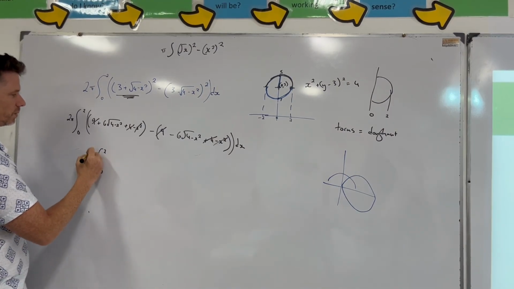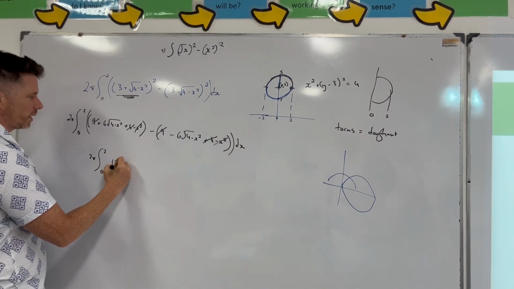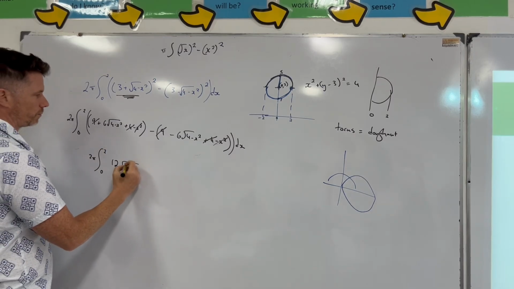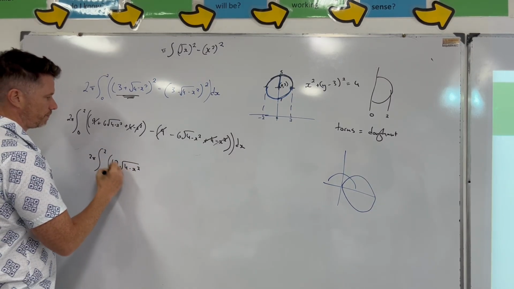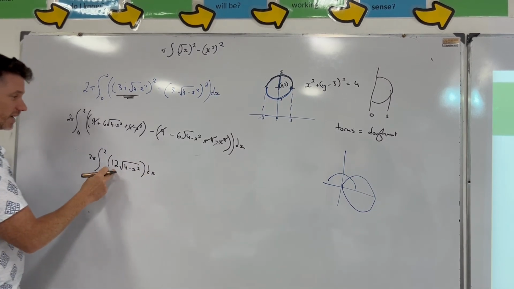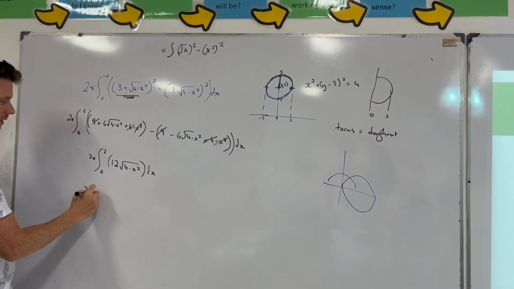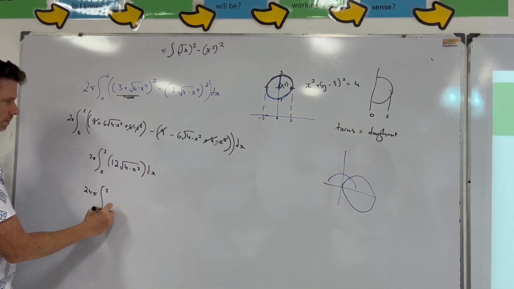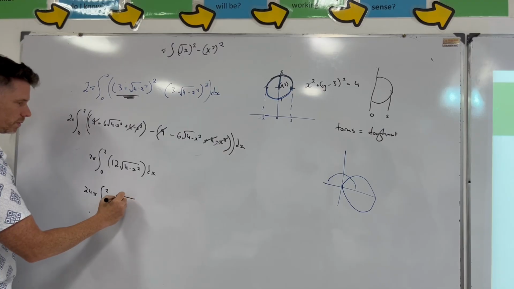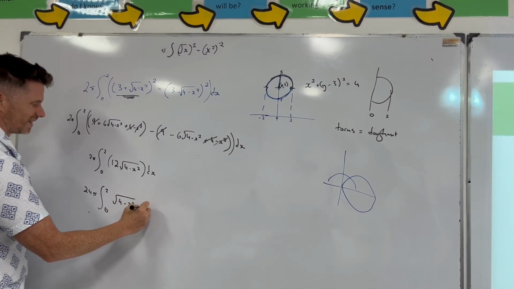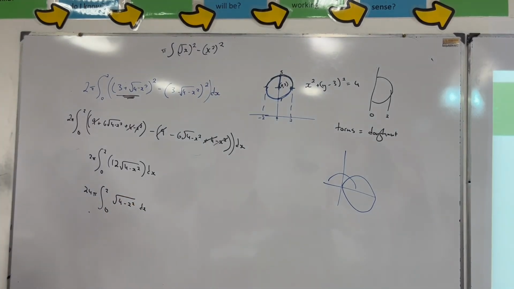From 2 to 0, 2 pi, I have 12 root 4 minus x squared dx. And actually the 12 can come out to be 24, can't it? 24 pi. All right, very good.